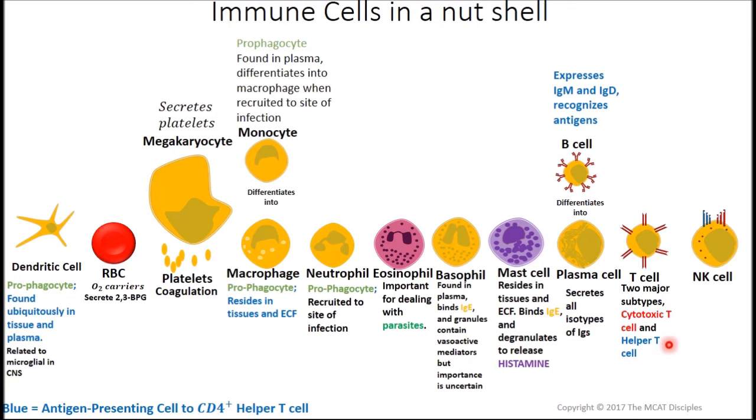One last T cell to mention, I guess a minor subtype, is the suppressor T cell. The suppressor T cell is involved in what's called positive and negative selection of the T cells, and this happens during development up until puberty.